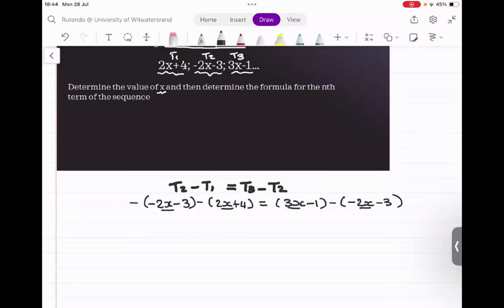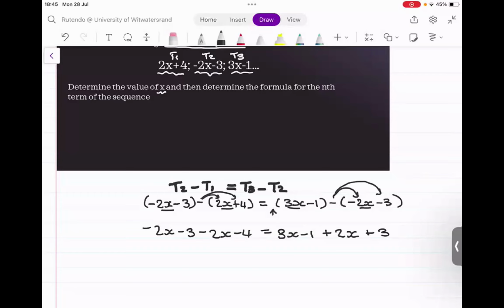So here, I don't have anything in front of this bracket over here. So I'm just going to say minus 2x minus 3. And then this negative needs to go there and needs to go there. So I'll have minus 2x minus 4 is equal to, there's nothing in front of this 3x, so it's just going to be 3x minus 1. And then here I'll have negatives that I have to factor in. So negative times negative gives me a positive, so plus 2x, and then another negative times another negative gives me plus 3. Okay, so now I'll have minus 2x.